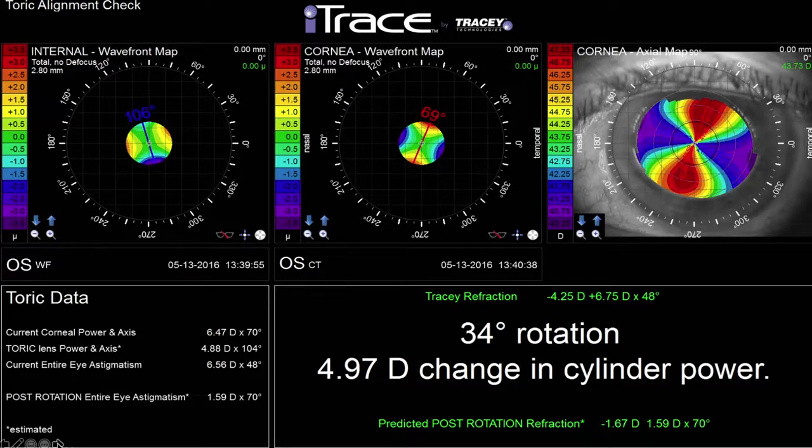You can see there on the left. And if we just simply rotate it back, it's a simple procedure. We can get this taken care of and get you back online. And then as a surgeon, you can see all the information in the lower right. It's nice to be able to see how much the lens needs to be rotated.